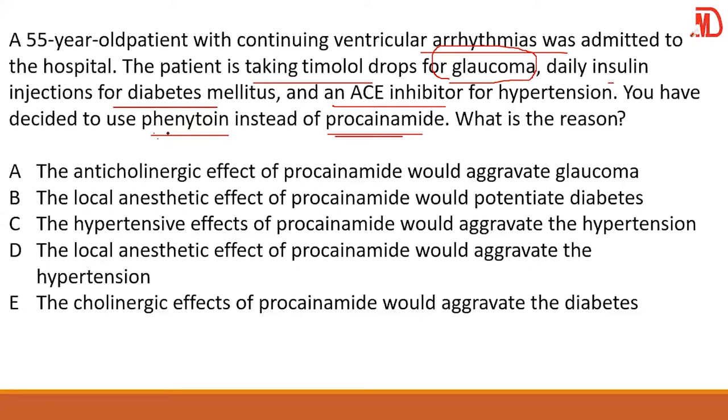Now, phenytoin, on the other hand, is an anti-seizure medication. It is used to stop all types of seizures. Also, it is used for heart arrhythmia and neuropathic pain. And they are saying that this patient is continuing a treatment for a ventricular arrhythmia. So we're looking for a drug that can work for arrhythmia and at the same time will not cause damage to the eye or lead to more pressure in the eye. And so therefore, we are using phenytoin instead of procainamide. Again, the reason is because procainamide is an anticholinergic and hence will aggravate glaucoma. So the answer is A.